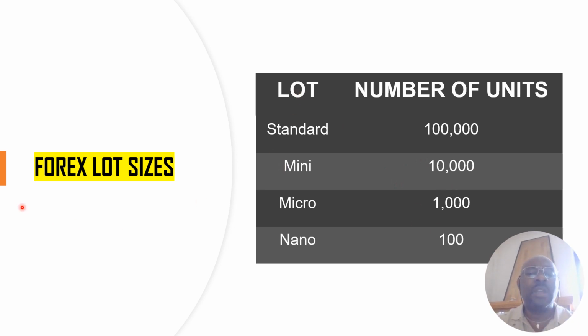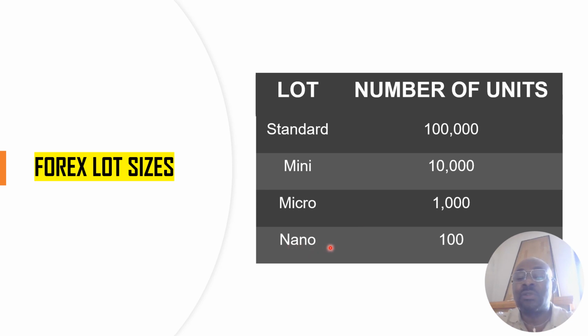To recap, we have forex lot sizes. We have the standard, which is 100,000. We have the mini, which is 10,000. We have the micro, which is 1,000. We have the nano, which is 100 euro, which is 100. So it depends on what you want.